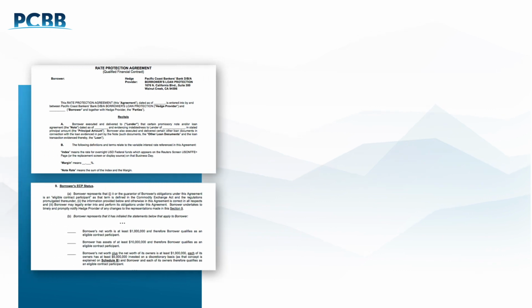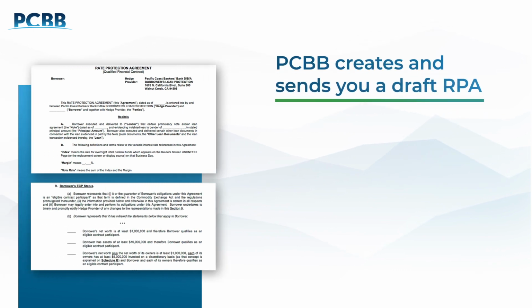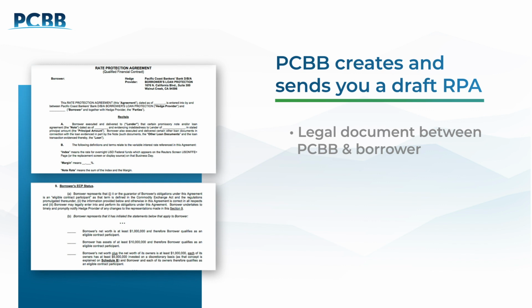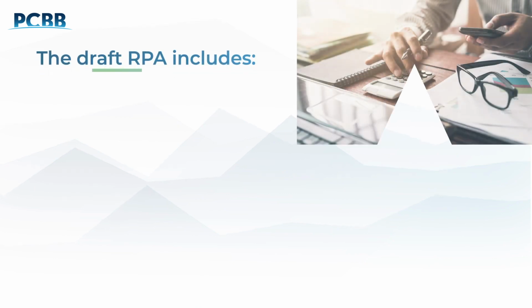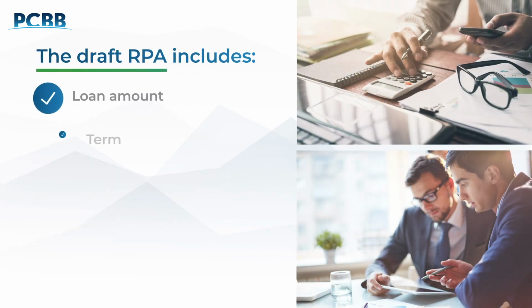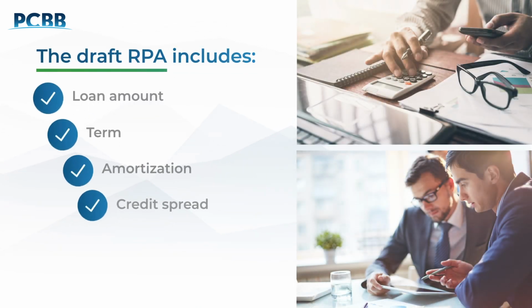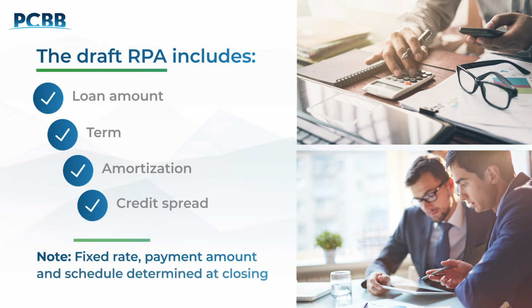Once our team receives this information, we'll create a draft rate protection agreement, or RPA. This legal document establishes the fixed rate and prepayment agreement between PCBB and the borrower. The draft RPA will include details on the loan amount, term, amortization, and credit spread. Fixed rate, payment amount, and schedule will be determined at the time of closing and provided in the final RPA.